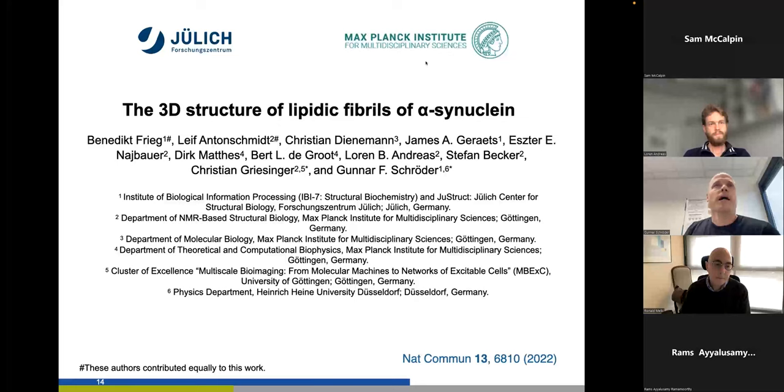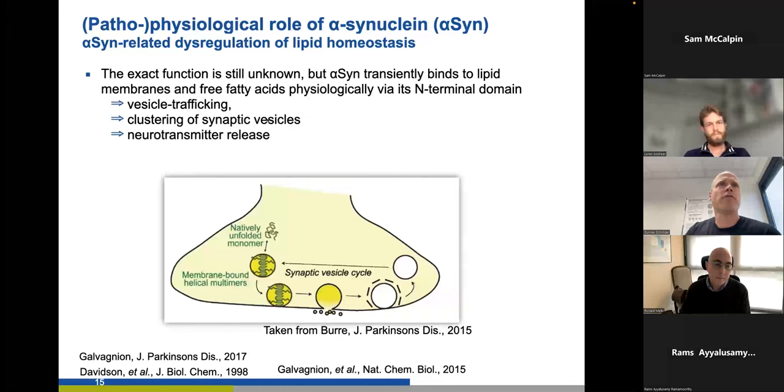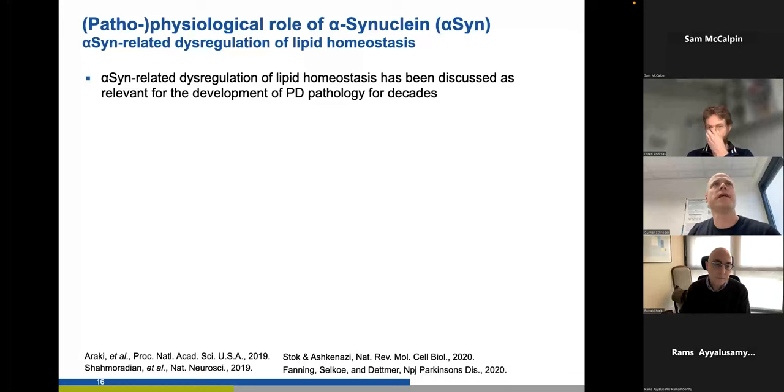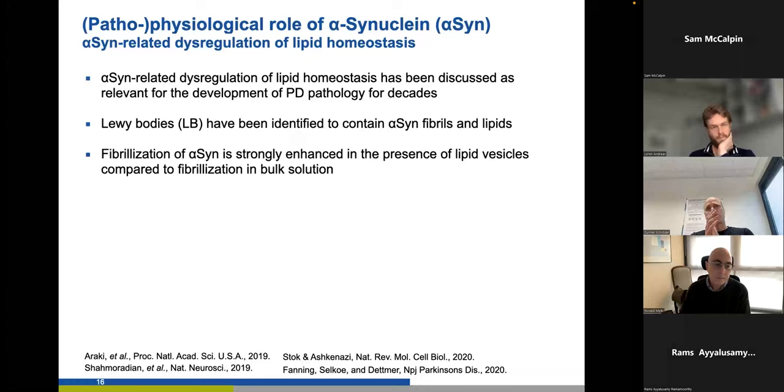And so we looked at alpha-synuclein. I don't have to introduce alpha-synuclein really, because this was done by Ona very nicely. Alpha-synuclein is also involved in the lipid homeostasis and has been discussed as relevant for the development of the Parkinson's pathology. Lewy bodies have been identified to contain not only alpha-synuclein fibrils, but also lipids. And the fibrillization of alpha-synuclein is very strongly enhanced by the presence of lipid vesicles.